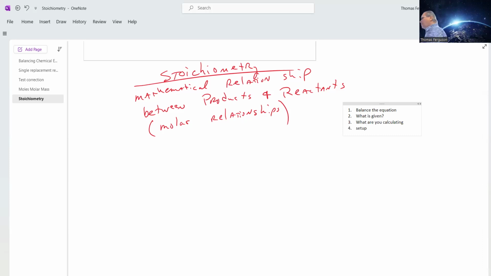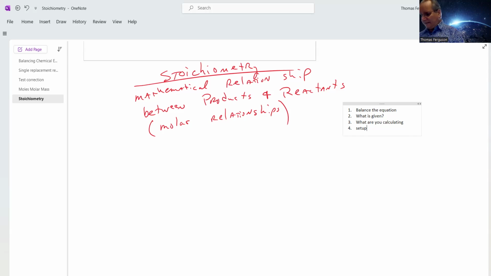So balance the equation if a reaction happens. Not all the time, but in classic stoichiometry, a reaction always happens. So these four steps are for sure what you need when you're talking about a stoichiometric problem. Then what's given, what are we trying to calculate, and then the setup. Now there's going to be one extra step in this that you're not used to, and that has to do with the balanced equation.